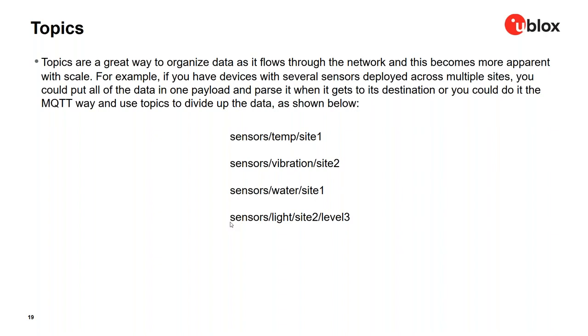So imagine you have devices with several different sensors deployed across multiple sites. Now, of course, you can include all of that sensor information and site information in the payload and parse it when it arrives on the broker. Or you could, rather than do that, use topics. So that instead of including all of that additional data, you're just sending the raw data from the sensor as is required. So in this case, we've got sensors and then temperature for site 1.